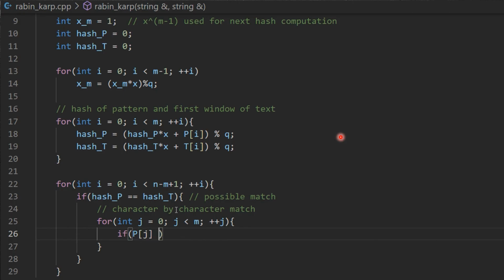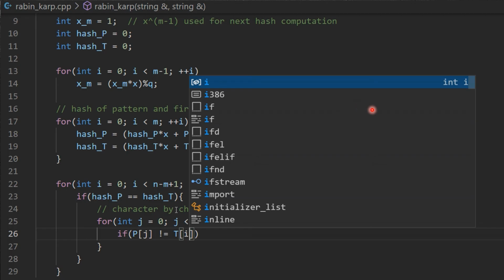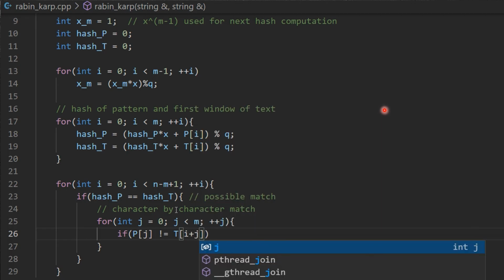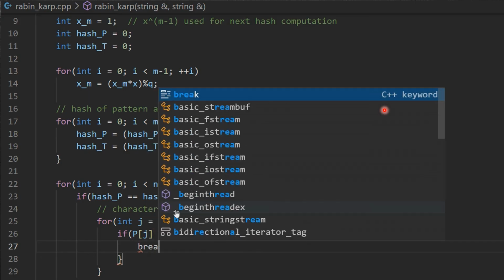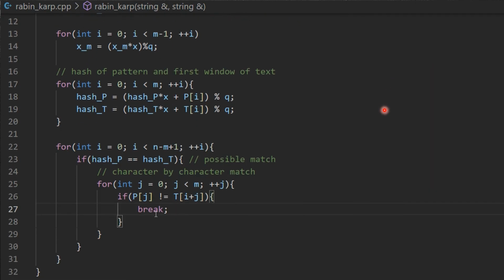So there will be, in the worst case, m comparisons. This loop goes from 0 to m minus 1, and if at any point we find a mismatch on p of j, then we break. No need to compare further, we found a mismatch. But if we did not find any mismatch in this complete loop, then that means there was a match. So we will return match found at index I.